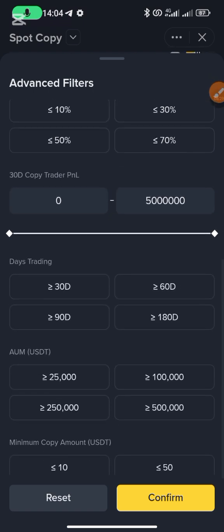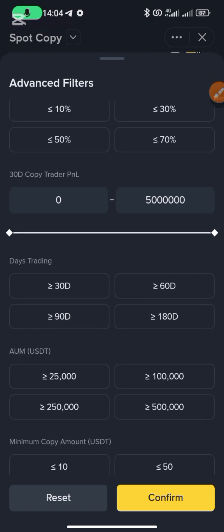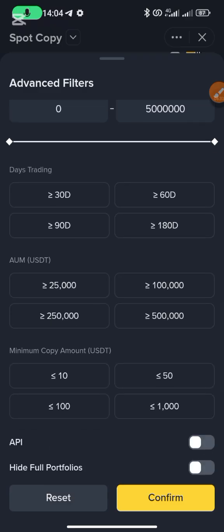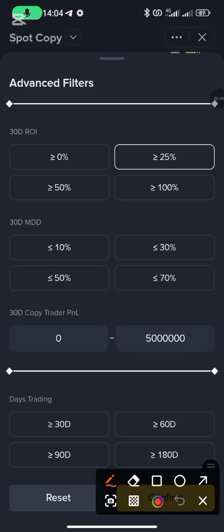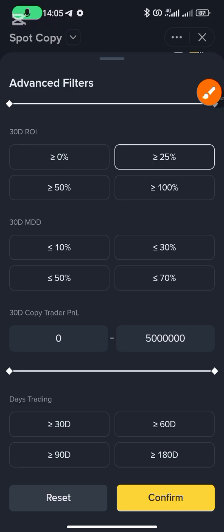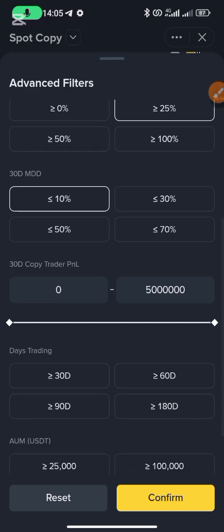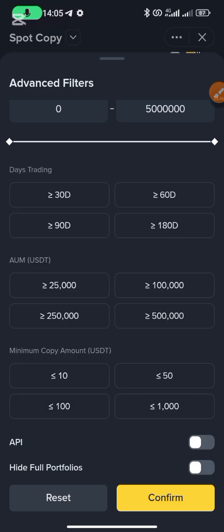And then what else I also look at is maximum drawdown, that is the total amount that this person has lost. So this one, 30 days maximum drawdown. When I click on 30 days maximum drawdown, I don't want the person I choose to lose anything more than 10% within the last 30 days. So I'm going to click on less than 10%. Okay, so after making my filters, I will just click to confirm.